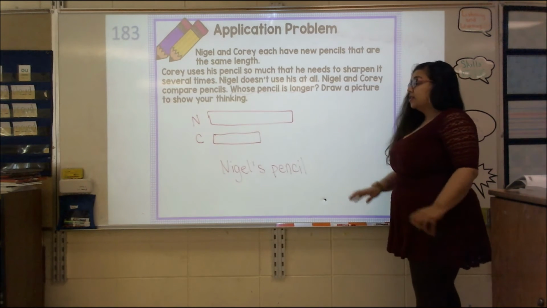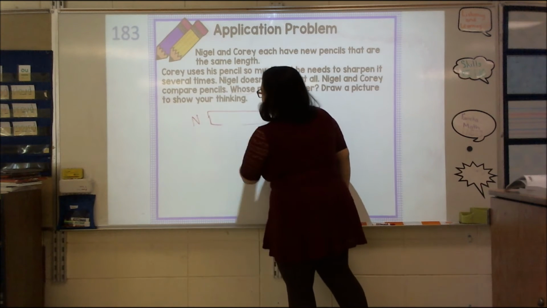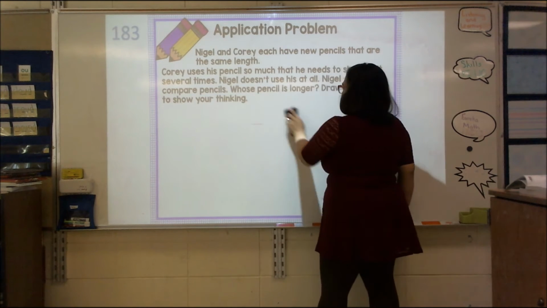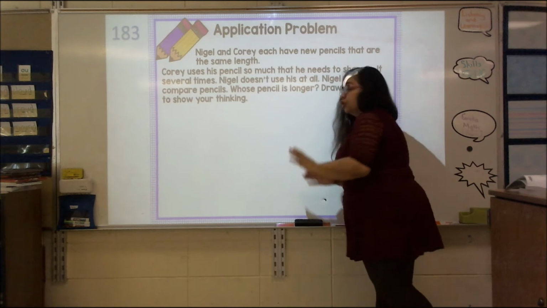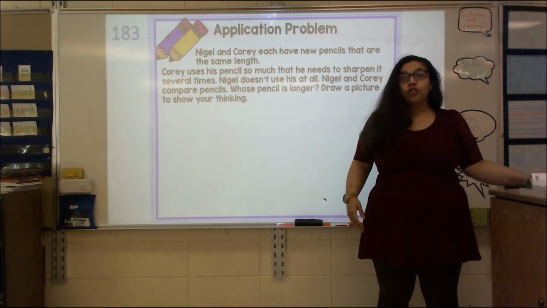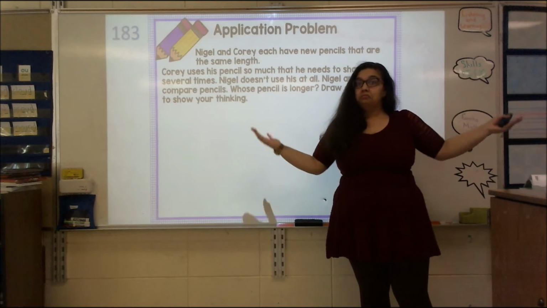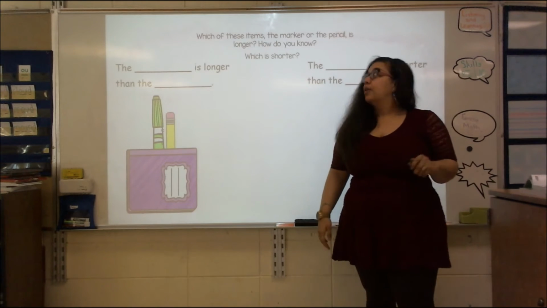This module is all about measurement and data, which is really cool because I like that and I hope you like it too. So we're going to talk about things being shorter and longer. So those words, shorter and longer. Shorter means more short than, and longer means more long than. Okay? So here we have an example.